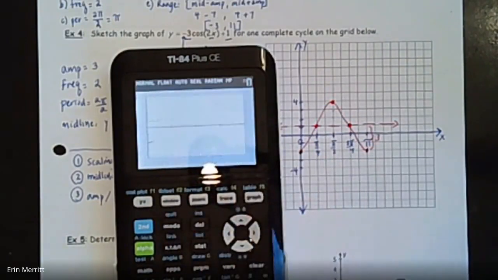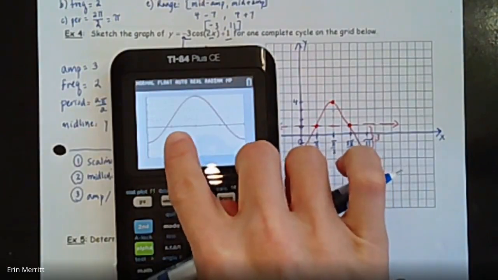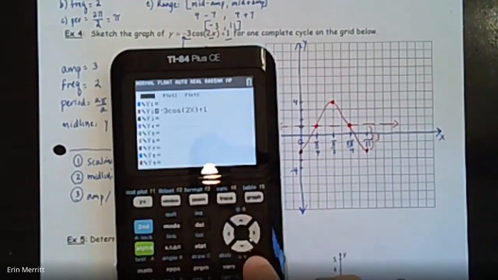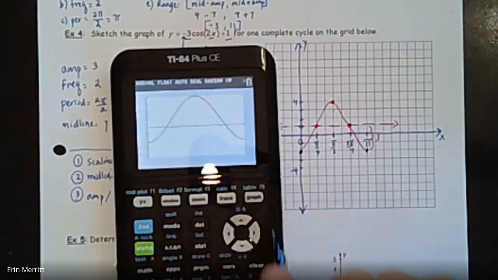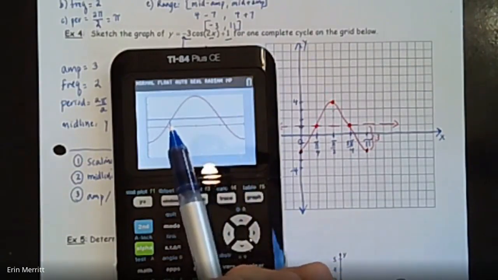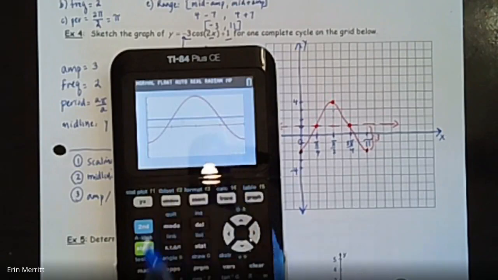I'm going to hit graph so that you can see it, but my goal is that I should see one cycle from 0 to 2 pi. And now, look at the tick mark. It's not hitting the x-axis there. What it should be hitting is the line y equals 1. So I'm actually going to plot in there the line y equals 1. And that's exactly what's going on. It's hitting the midline right there at that tick mark and at this tick mark. So we're looking pretty darn good there.